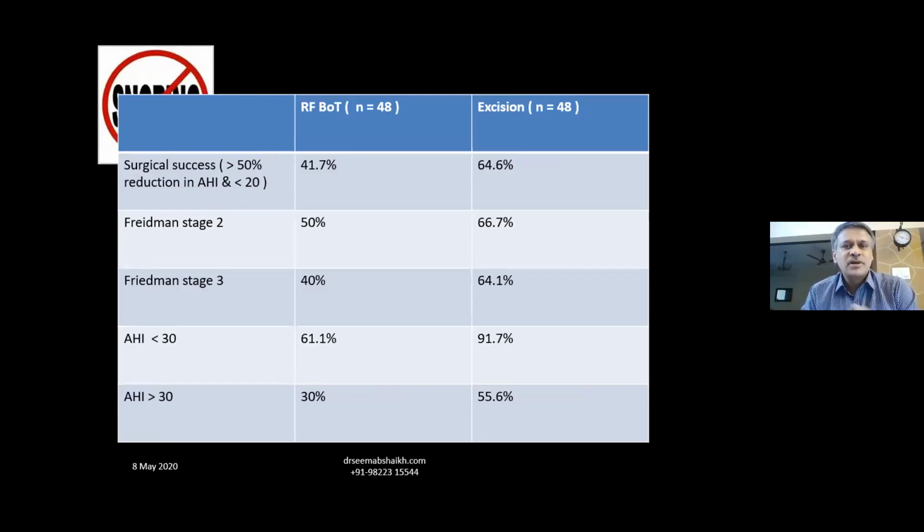So if you were to compare results between an RF tongue base and an excisional procedure of the tongue base, hands down excision will give you better results any day. Now the reason I put up this slide is that I'm trying to imply and tell you very, very categorically that yes, minimally invasive procedures will have minimally invasive or lesser results as compared to anything which is more invasive.